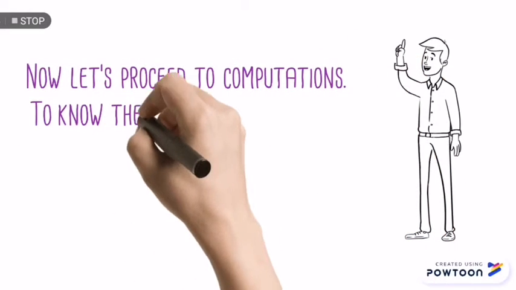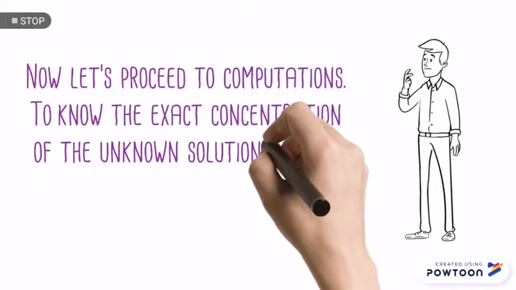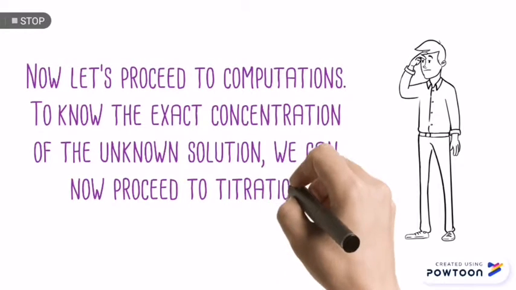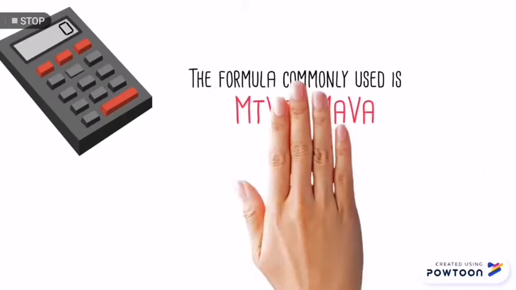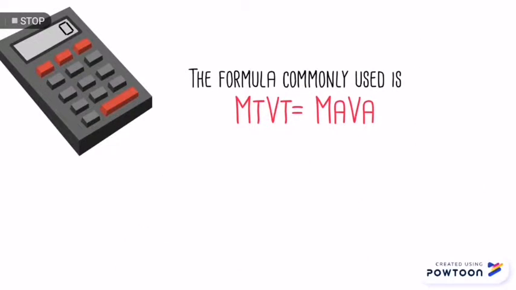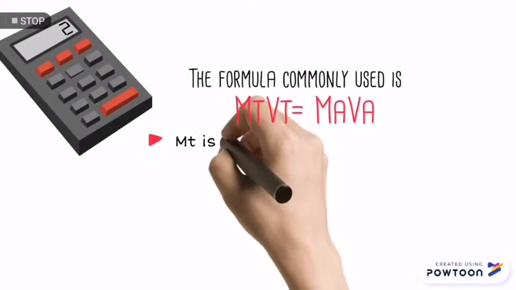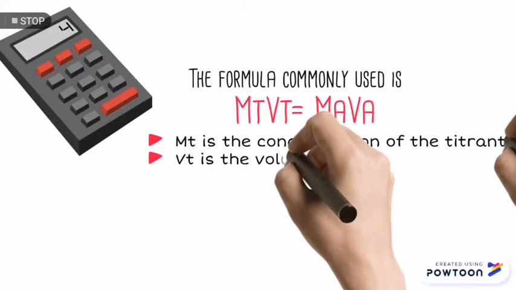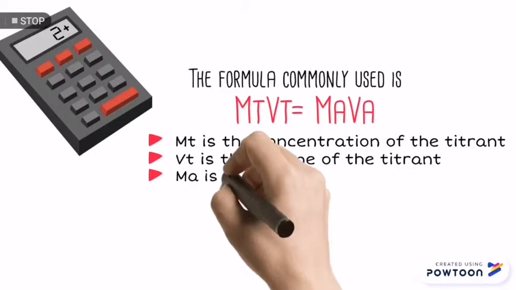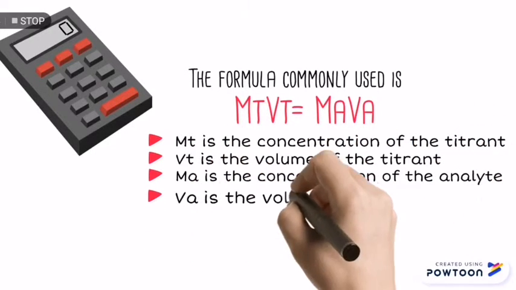Now let's proceed to computations. To know the exact concentration of the unknown solution, we can now proceed to titration calculations. The formula commonly used is MT VT = MA VA, where MT is the concentration of the titrant, VT is the volume of the titrant, MA being the concentration of the analyte, and VA the volume of the analyte.